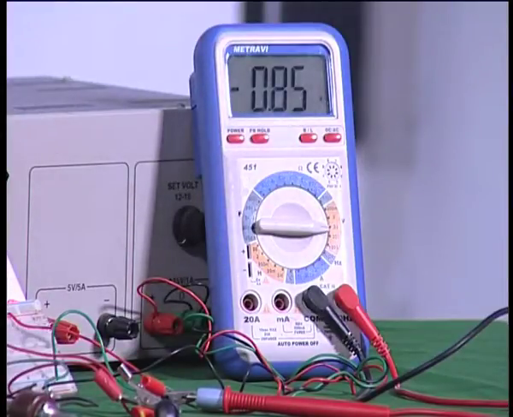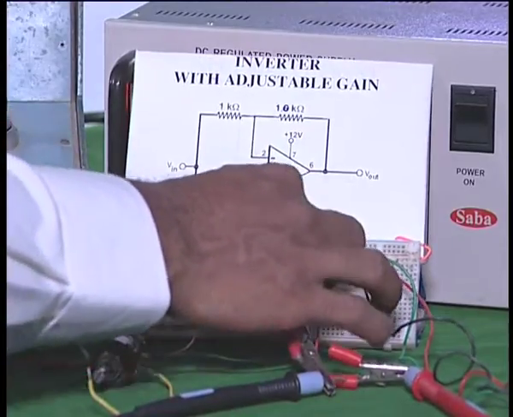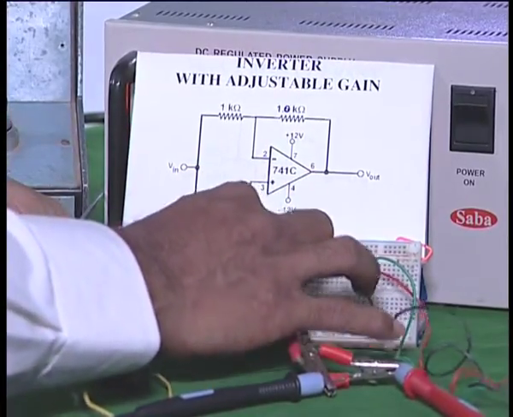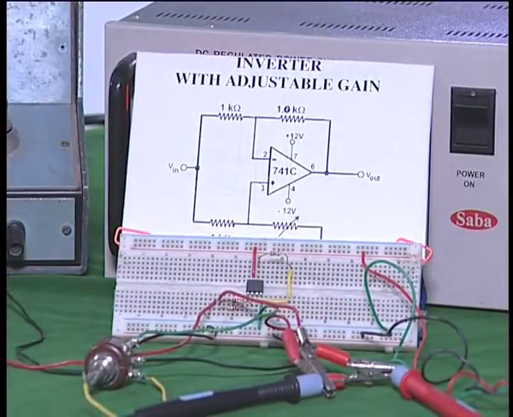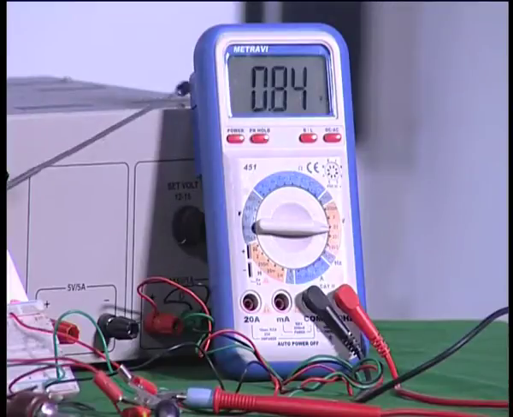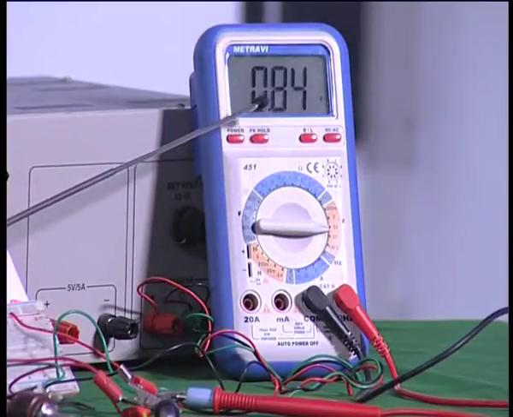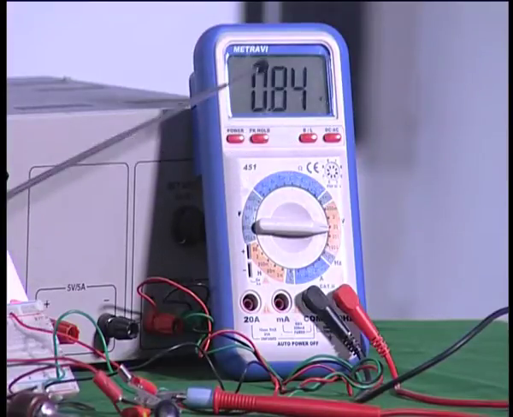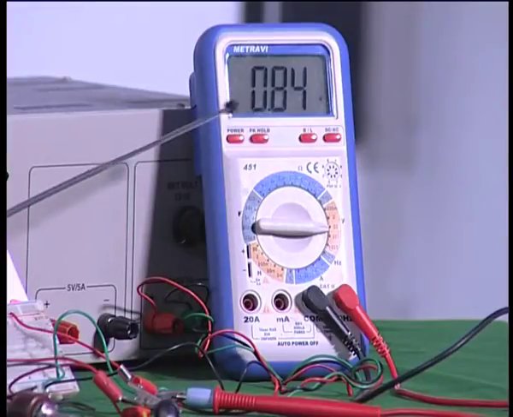Now, that is the output voltage. Let us see what is the input voltage. I will quickly vary the multimeter connection and connect it at the input. Now, if you look at the multimeter, you find it is plus 0.84. So, the input voltage is 0.84 volts, and the output voltage you observe was minus 0.85 volts. Therefore, the gain is minus 1.